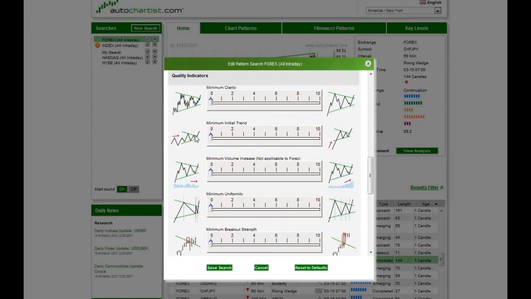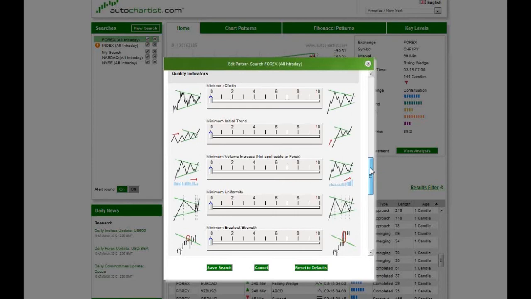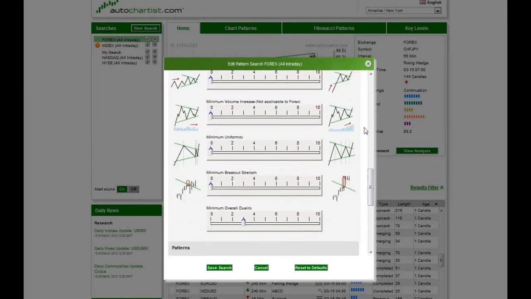The initial trend is whether the pattern has formed from a very strong initial trend prior to the breakout, prior to the formation of the pattern, or whether the pattern was really formed from preceding noise in the market. Volume increase, which is not in the example that I'm showing now, is only used for exchange-traded instruments, not Forex. So that's any exchange-traded instruments where we watch for an increase in volume at the time of the breakout to confirm the breakout through support or resistance.